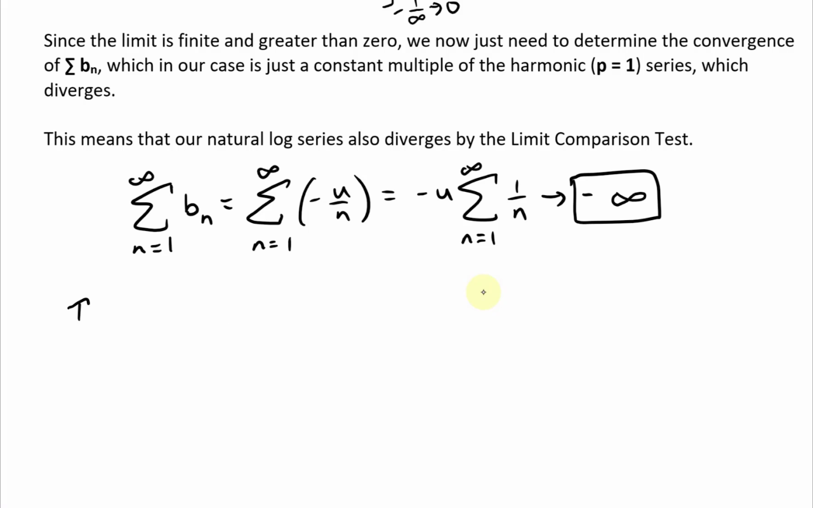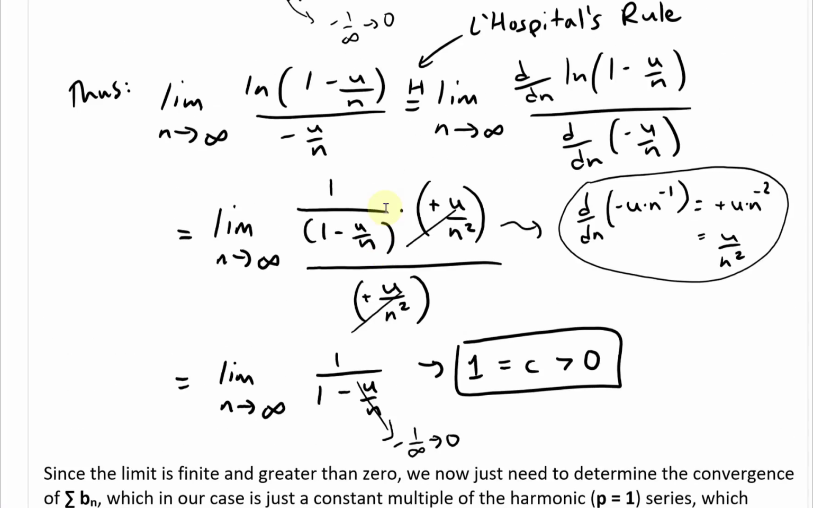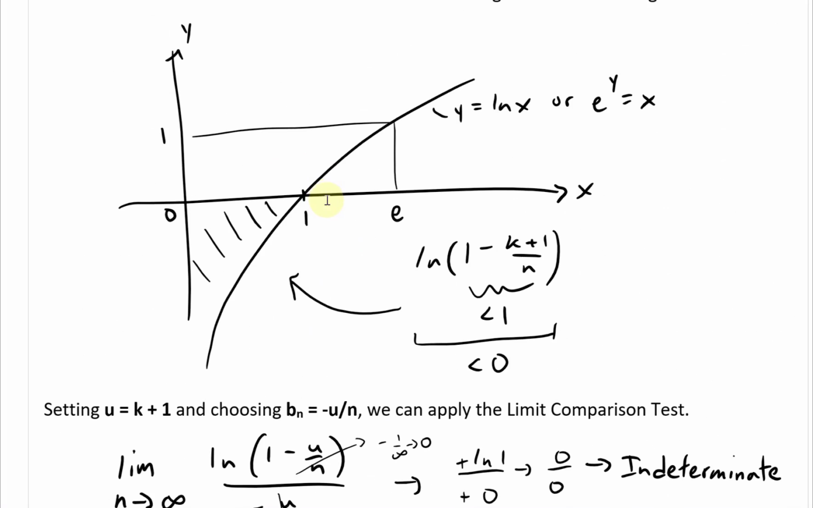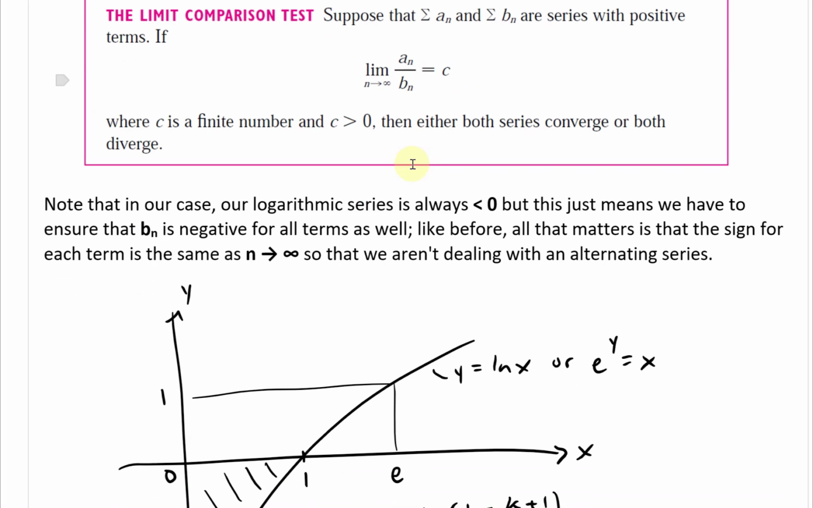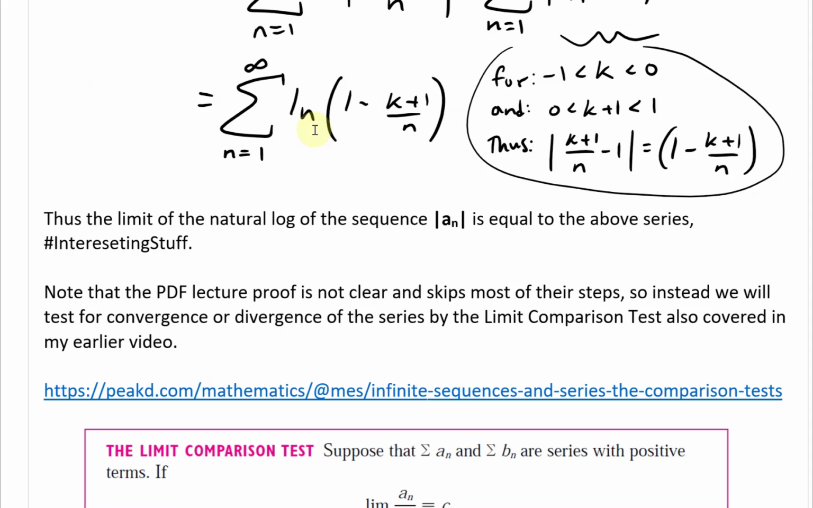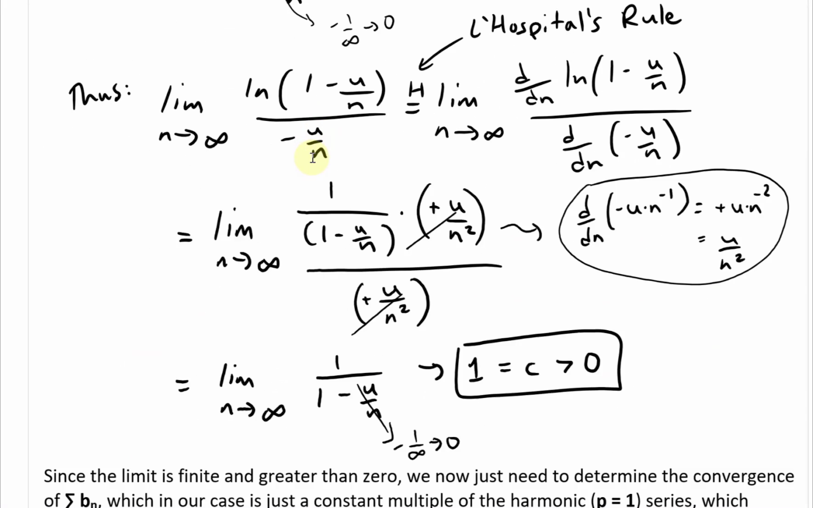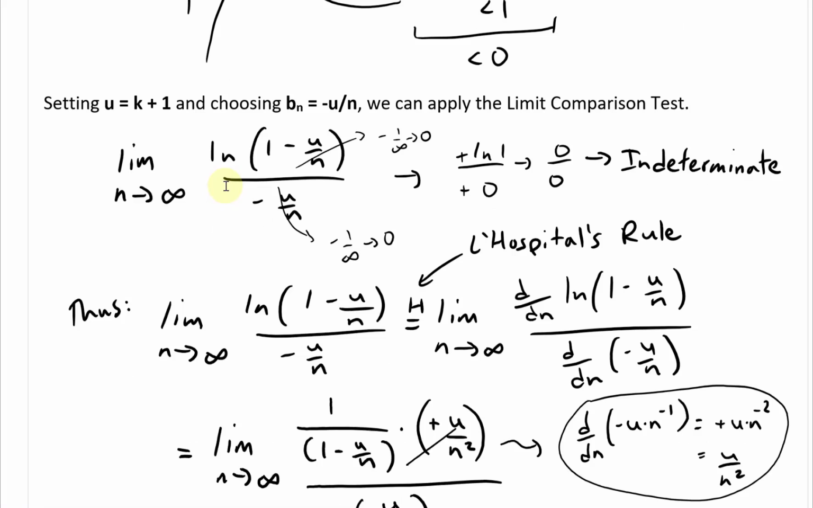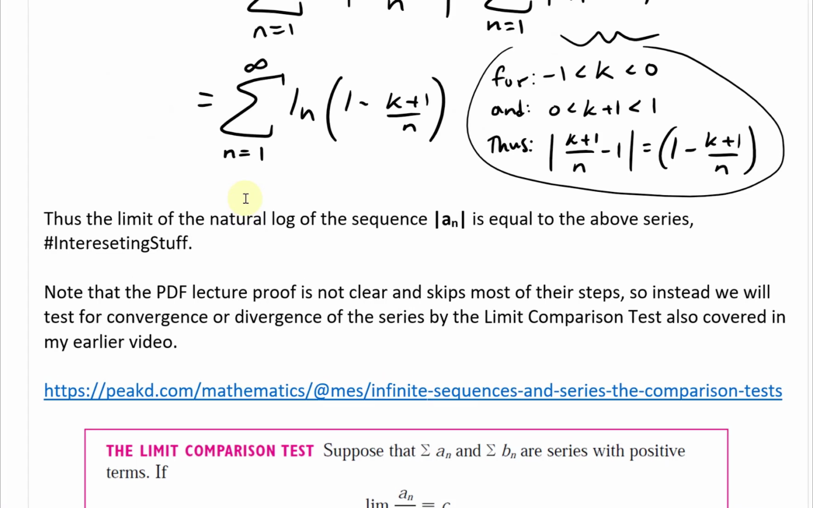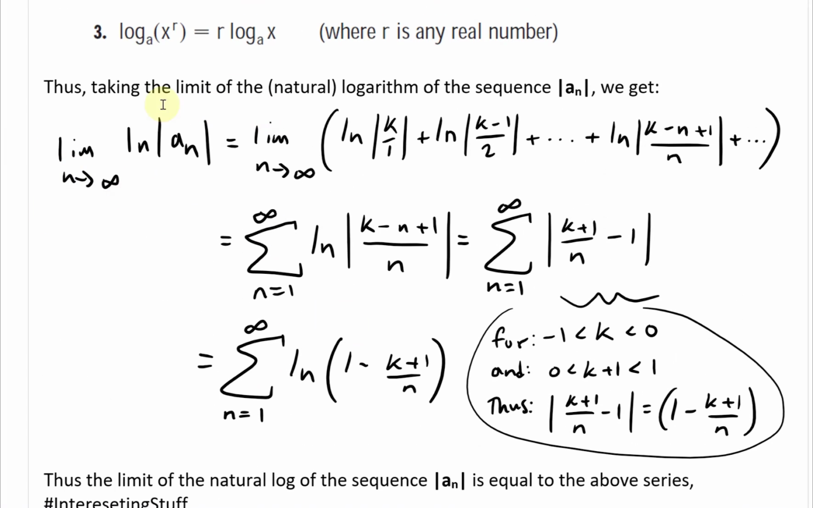Thus, by the limit comparison test, the top part, this a_n, also diverges to infinity, or negative infinity in our case, because the sign is always negative. So this part right here is the a_n term. Thus we have the limit as n approaches infinity of ln, and let's go back again for a refresher, of this whole starting point. So ln of a_n, the sequence.